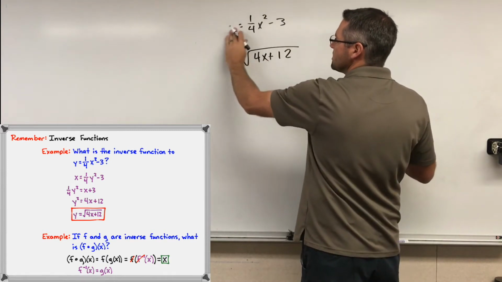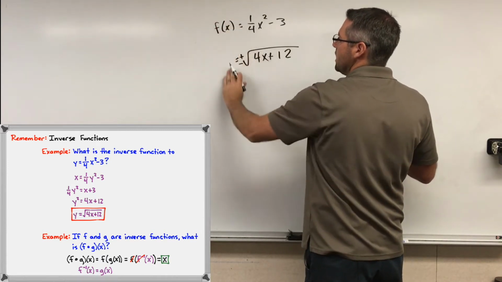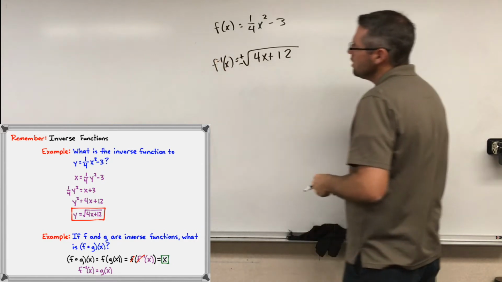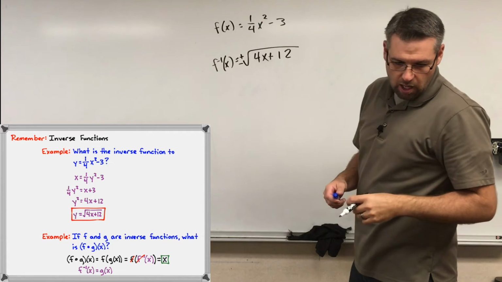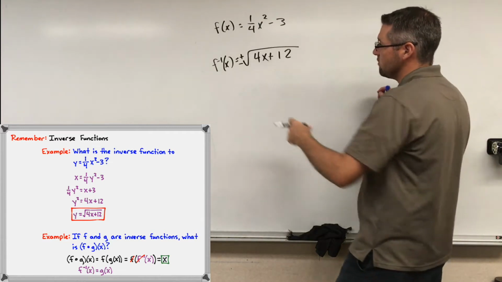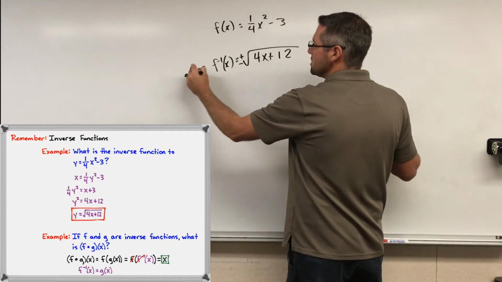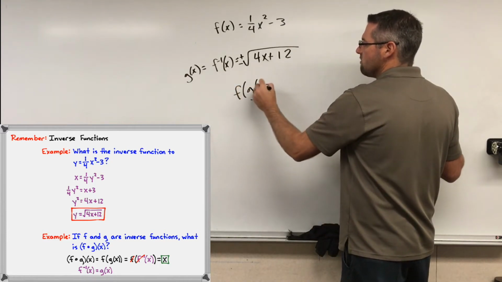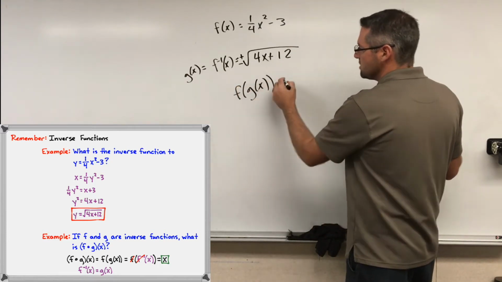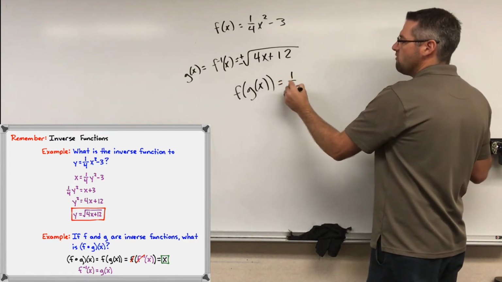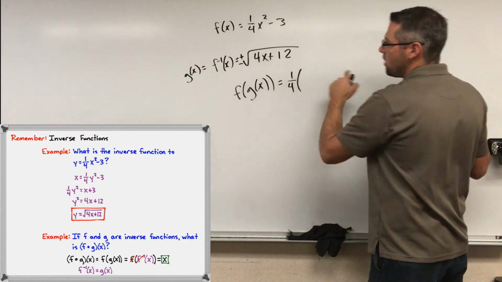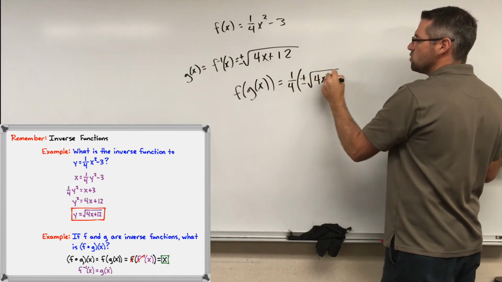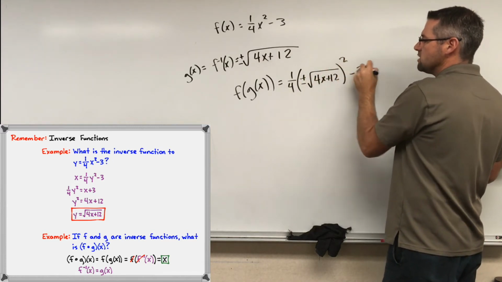Now I'm going to name this. I'm going to call this f of x. And therefore, this would be the inverse of f of x. So if I want to check to see if these are inverses, maybe I'll call this g, because g is the inverse of f. I need to figure out what f of g of x is, or g of f of x. It doesn't matter. Here we would get 1/4 of x squared. Well, all of this plus or minus radical 4x plus 12 all squared minus 3.